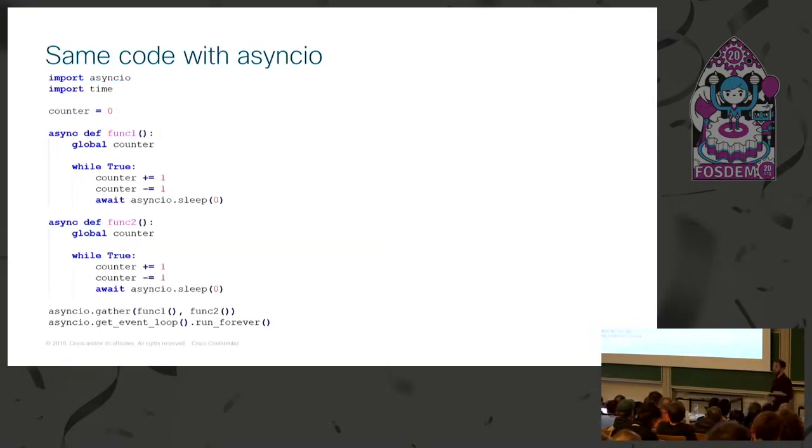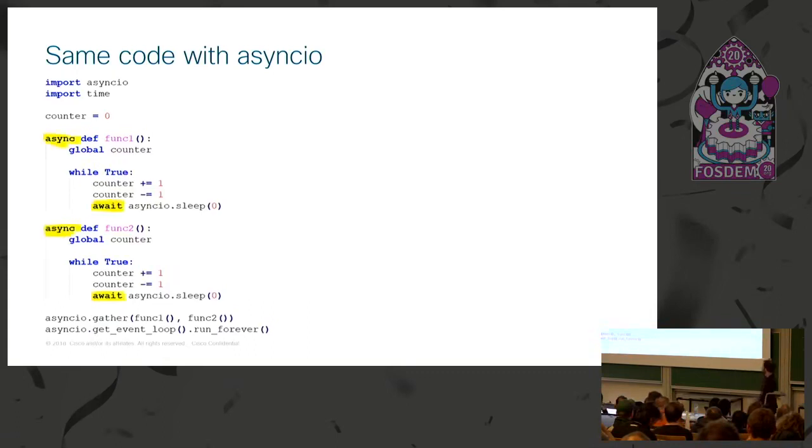So let's come to async I/O. We're going to have a look at how we can do these things in async I/O. So here we have also two functions, function 1 and function 2. And we are going to run these in parallel and do the same thing, the same increments and decrements. Now, you see that these functions are not normal functions. There's async in front of the def keyword, which means that's an asynchronous function. And then there's an await as well.